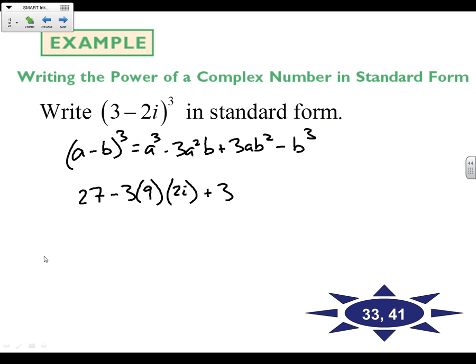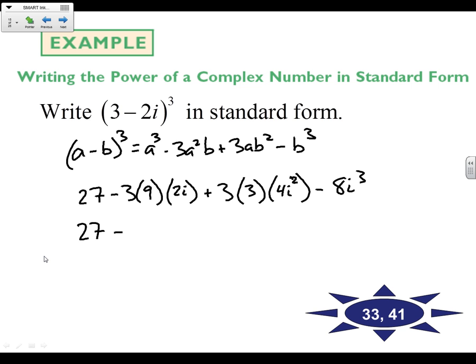Plus 3. A is 3. B squared is going to be 4i squared. And then minus 8i cubed. Okay, so we'll have to do that i cubed at the end.